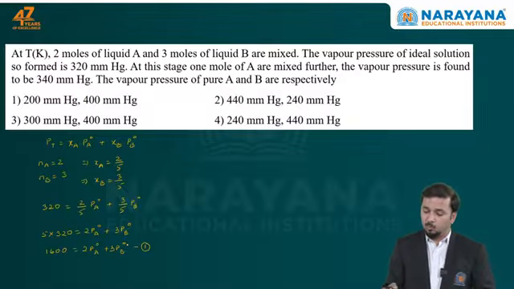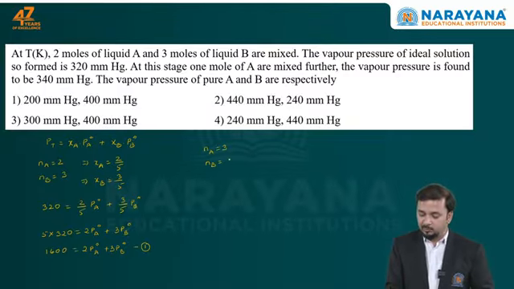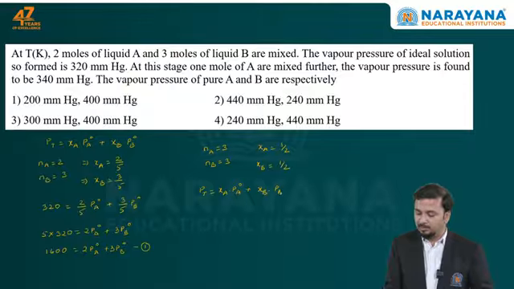Now they are saying 1 mole of A is further added. So now moles of A will become 3 and moles of B remains 3 as before. So mole fraction of A will become 1 by 2 and mole fraction of B will also become 1 by 2. So now we can write again Raoult's law, Pt is equal to mole fraction of A into Pa naught plus mole fraction of B into Pb naught. So if I substitute, we'll get total pressure 340 equal to 1 by 2 times Pa naught plus 1 by 2 times Pb naught.